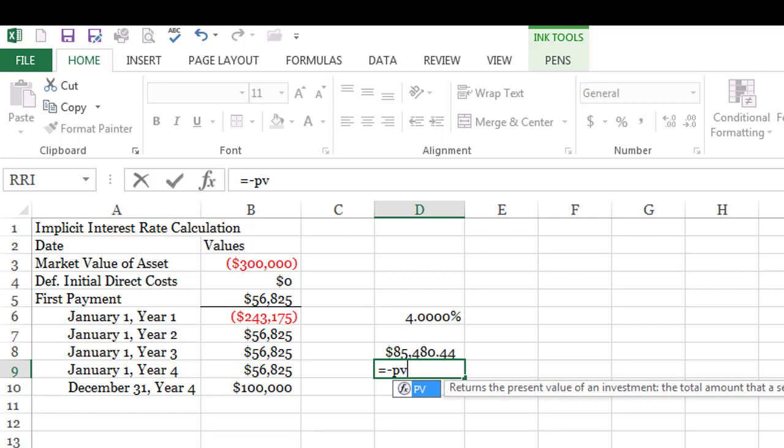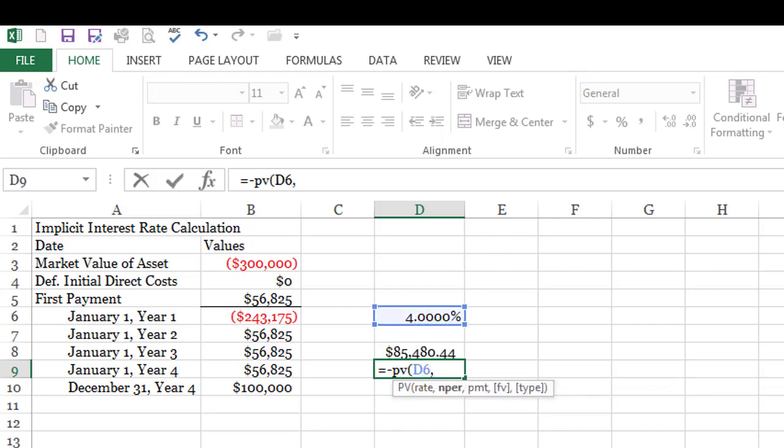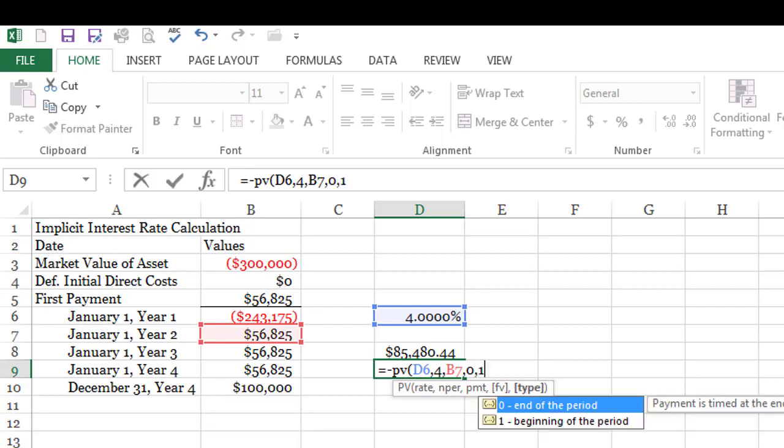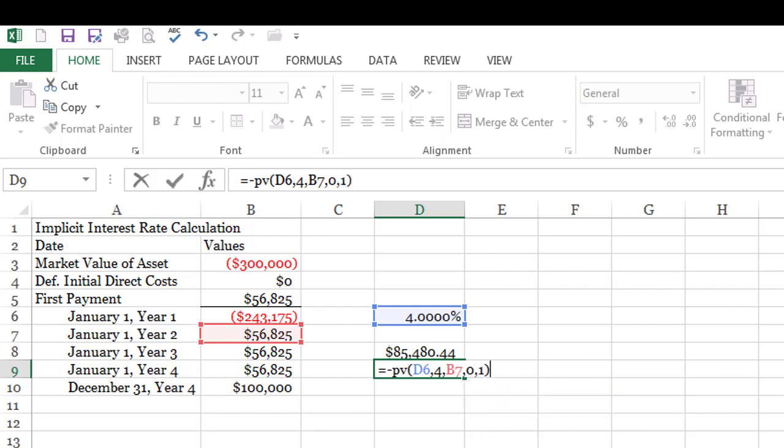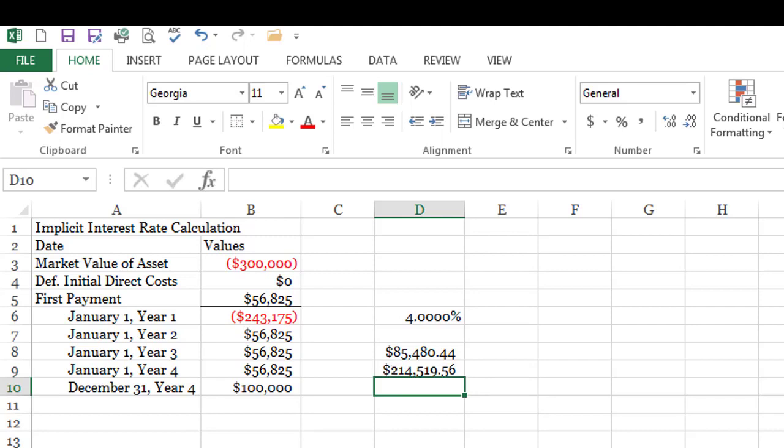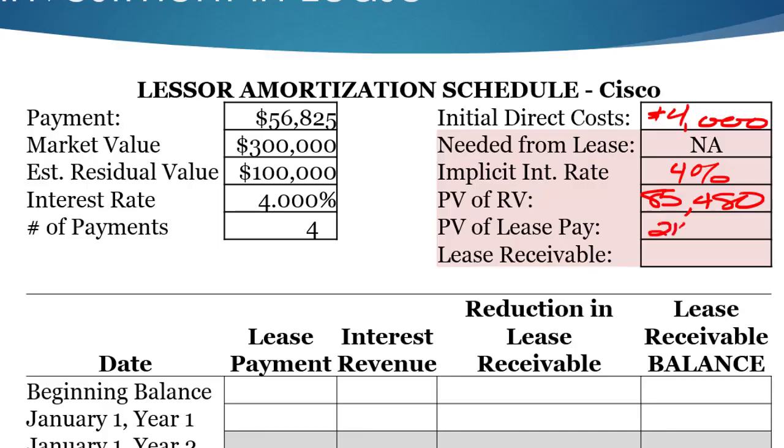And now we can do the same thing for the lease payments. Again, I'm going to use a negative PV. My rate is the 4%. Number of payments will be 4. For the payments, there is a payment value. So I'm going to click on this $56,825. Once the payments are done, though, they owe me nothing else. So that's going to be a 0. Again, payments are made at the beginning of the period. So I put in a 1 and I hit enter. And there's the value of my lease payments that I'm going to receive. The present value of my lease payments, $214,520.